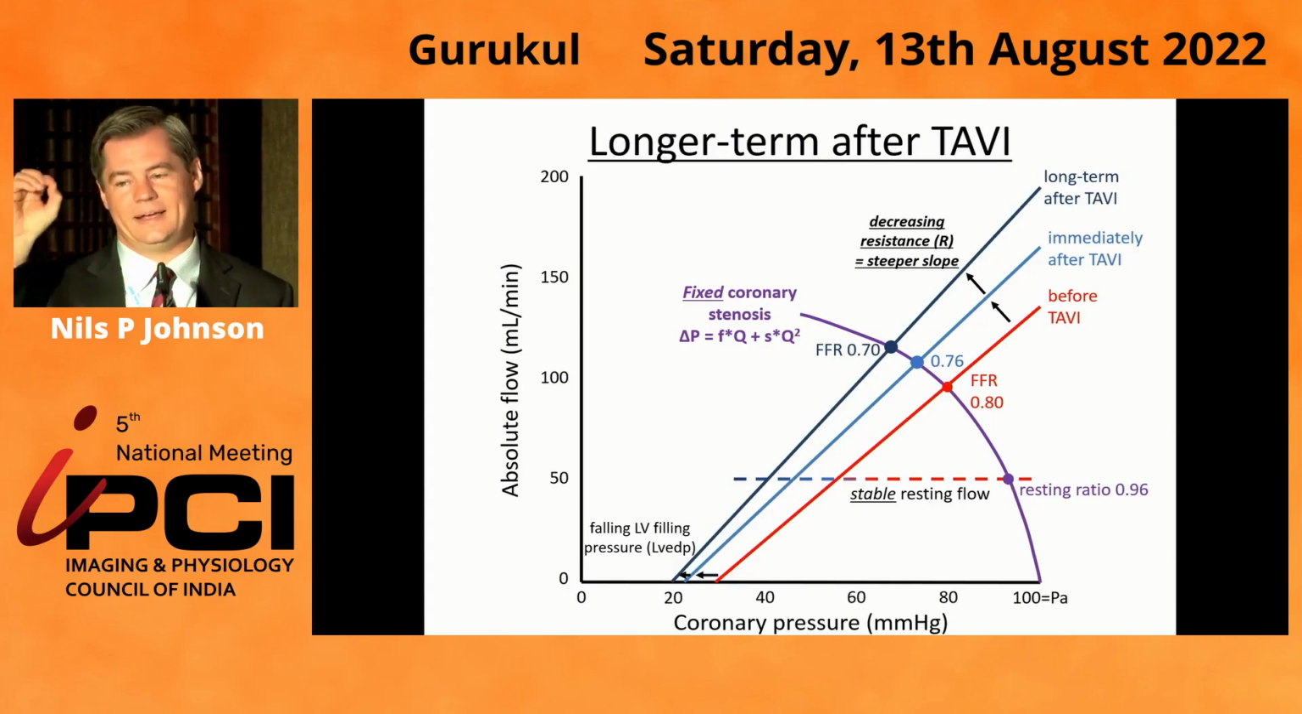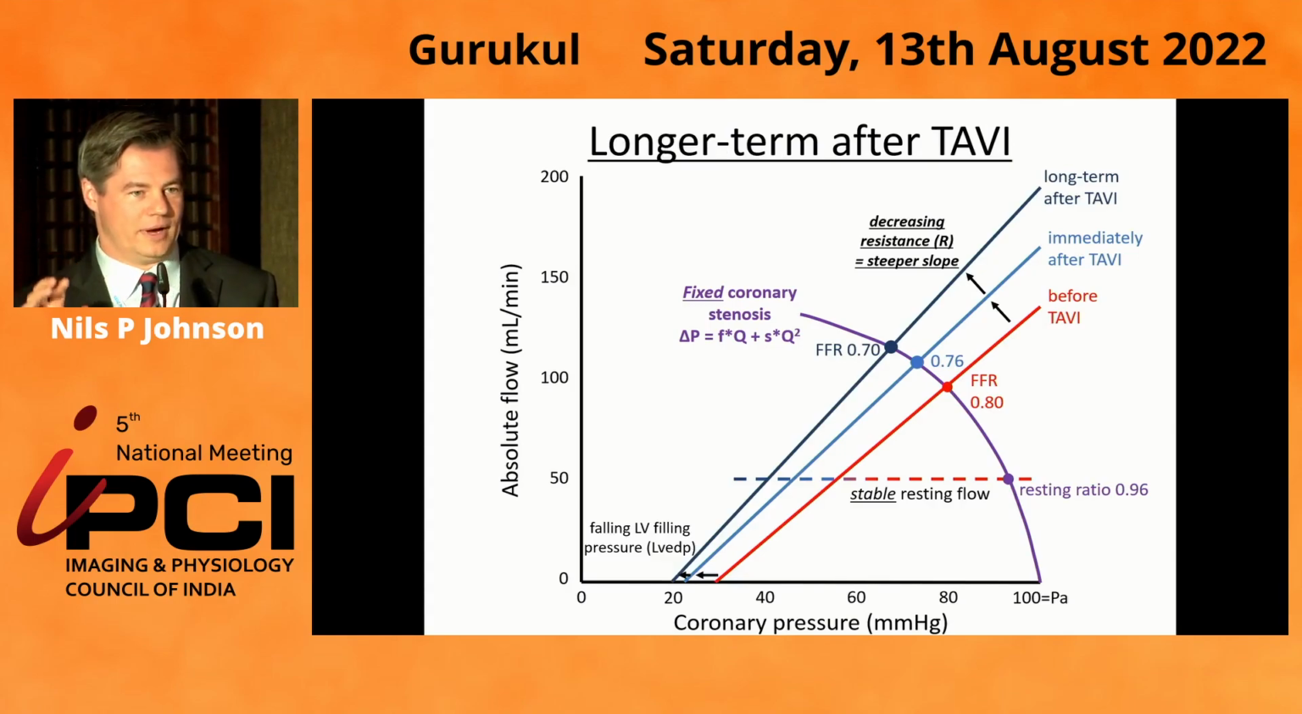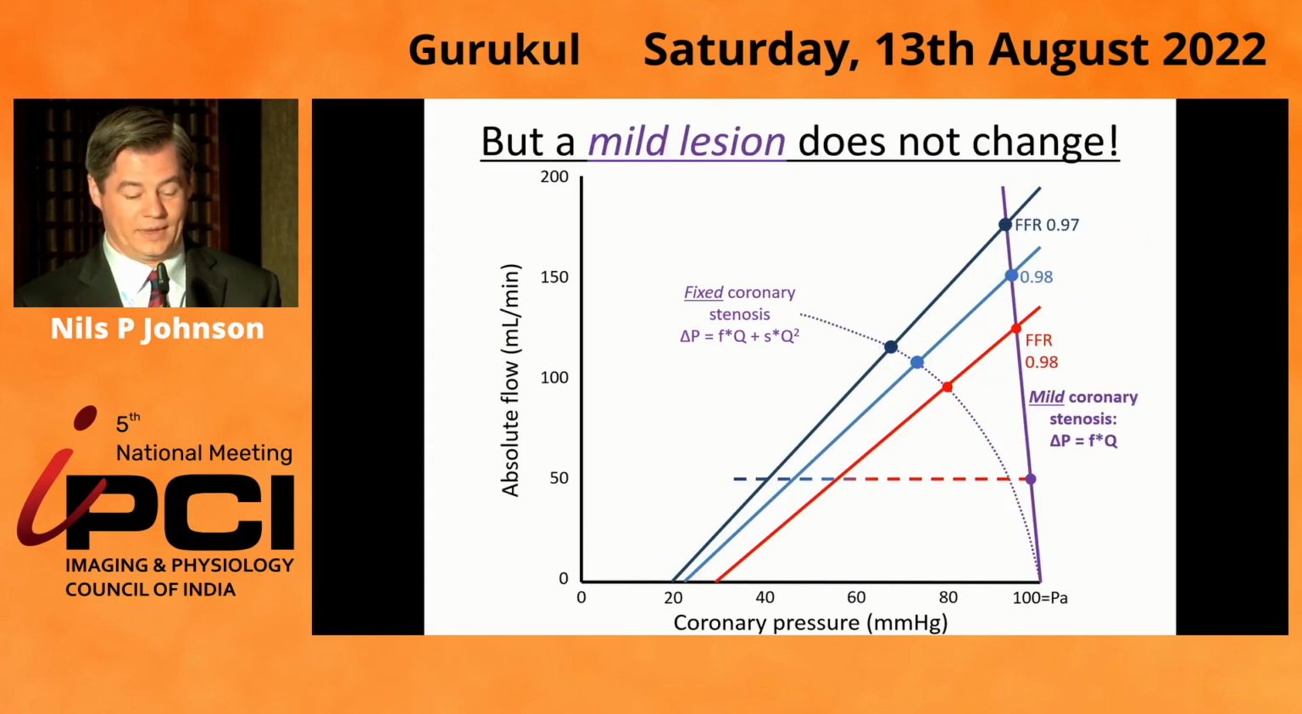So this shows you how the same exact stenosis interacting with a myocardium that's undergoing changes because you successfully performed TAVI will lead to a different FFR because you can reach higher flows. However, think about what happens with a very mild lesion, right? There's almost no pressure loss flow curve, a very flat relationship, and so you really don't see much change at all in the FFR values over time.